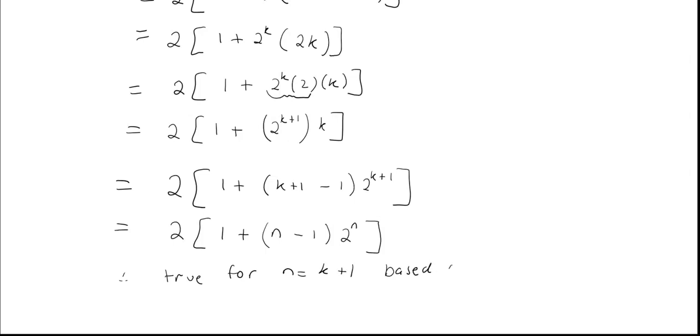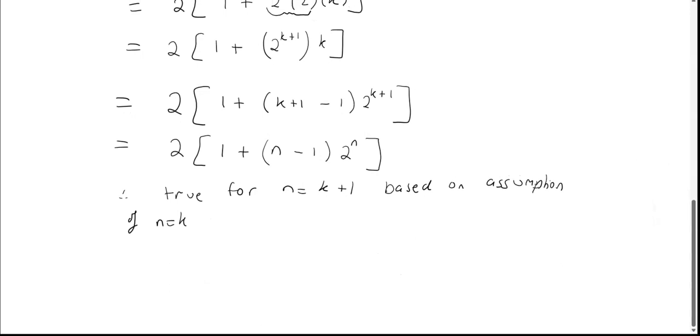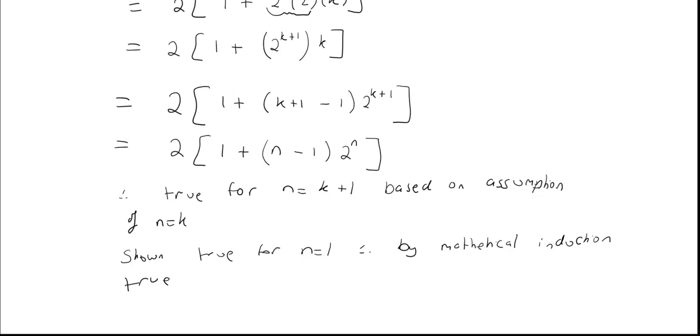based on assumption of n equals k, shown true for n equals 1, therefore by mathematical induction, true for all n equals k, where k is a positive integer. Okay.